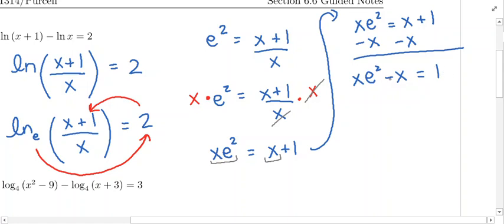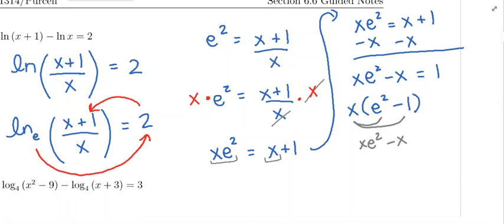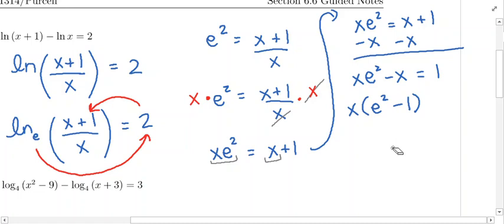Since x belongs to both pieces on the left, I'm going to factor out an x. That leaves me with e squared minus 1. If you check yourself, this is x times e squared minus 1 times x, which is this. So I just factored out an x. Don't forget the equals 1. Now what's in parentheses, e squared minus 1, that's just a number because e is just a number. So you've got x times a number. To solve for x, all you have to do is divide off this number.